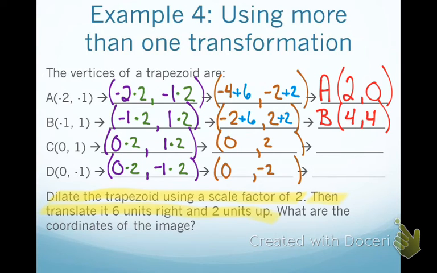All right, and now let me add my 6's and my 2's. Plus 6, plus 6, plus 2, and plus 2. All right, and now I get my final ordered pairs. C is going to be what? 6, 4. And D is going to be? 6, 0. Awesome, guys. Who got those right?